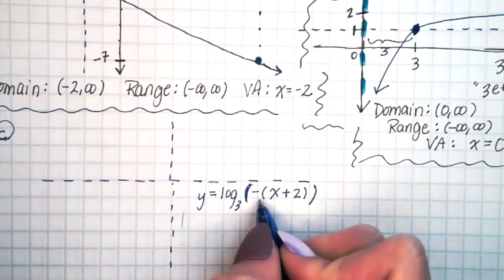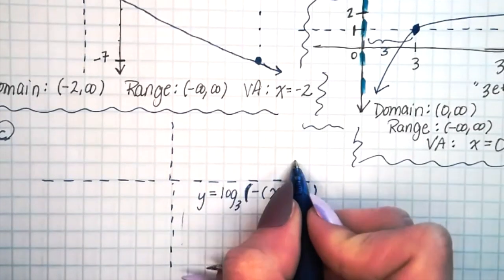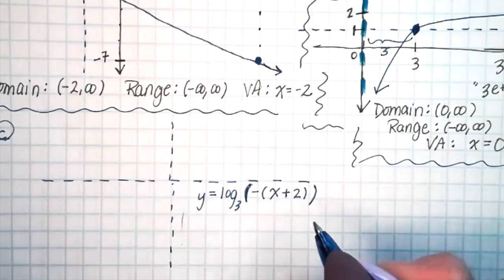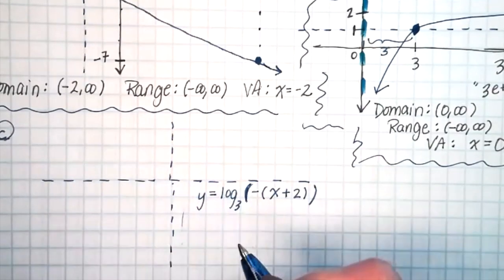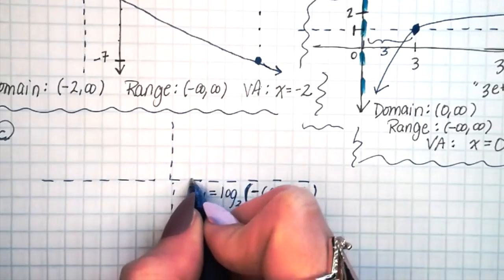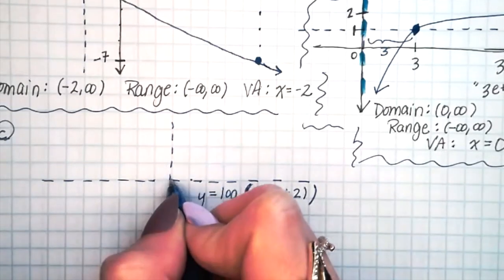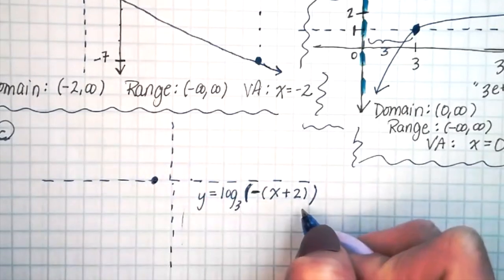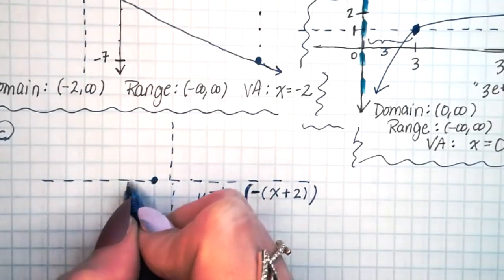The negative is going to be a horizontal reflection, so instead of our graph having a shape like this, our graph will have a shape like this. We normally go over 1 and up none. There's no horizontal stretch or compression. The negative just told us instead of going to the right 1 and up none, we're going left 1, up none.